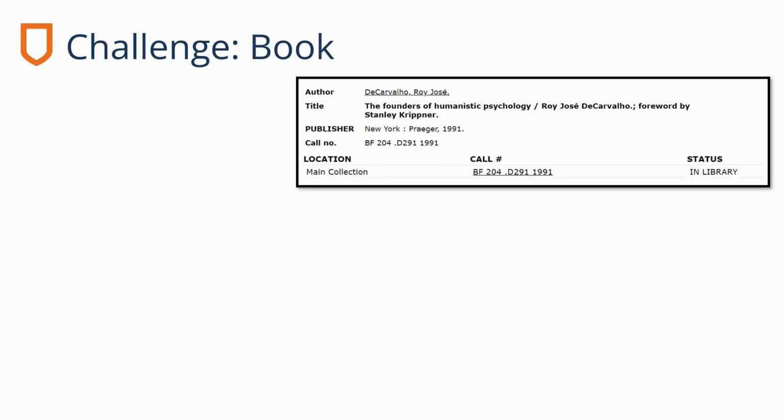Now how about this book? Once again, let's identify who, when, what, and where to create our reference. It says author, Di Carvalho, Roy Jose. Title: The Founders of Humanistic Psychology. Roy Jose de Carvalho. Foreword by Stanley Krippner. Publisher, New York, Prager, 1991. Call number: BF 204.D291, 1991. Location: main collection. Repeats the call number. Status: in library.